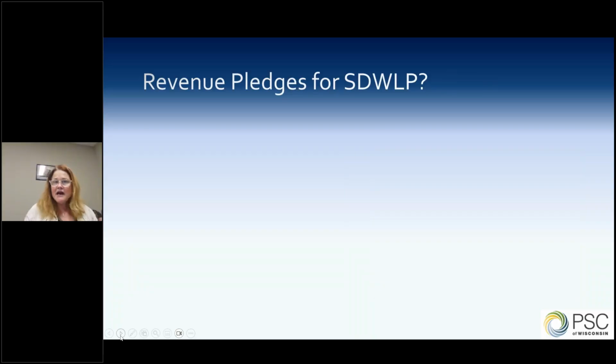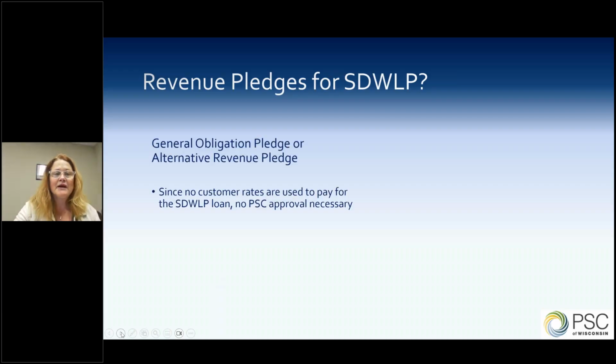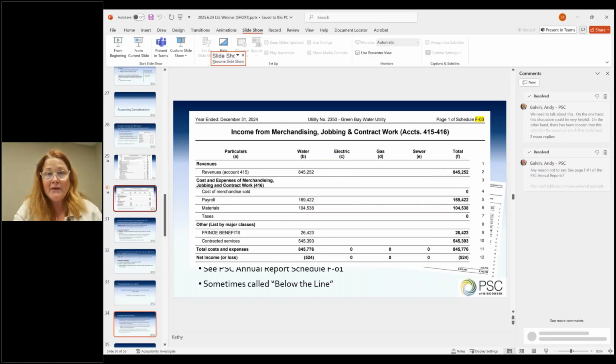These are really just our interpretation of the most frequent questions that we receive about interaction with the safe drinking water loan program. So first, this general obligation pledge or alternative revenue pledge. We know that those are DNR terms that you may be familiar with, and those are ways of pledging revenue for future safe drinking water loan payments. Those are not regulated customer revenue under PSC, so we don't get involved at all with any approvals for that money. That is circulating outside of the work that we do. However, a water revenue pledge is something different. A water revenue pledge, as we understand it, is when a utility wants to pledge that future revenue toward the payment of safe drinking water loan program obligations.